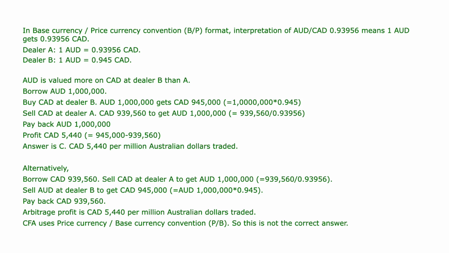If you interpret the quotes in base price (BP) format, the profit appears in CAD instead of AUD. But since the CFA curriculum uses price base (PB), this is not the correct answer.